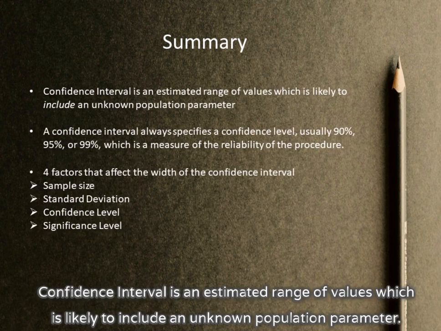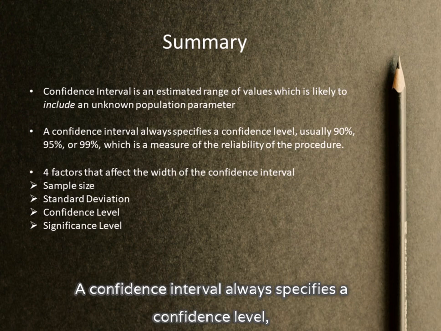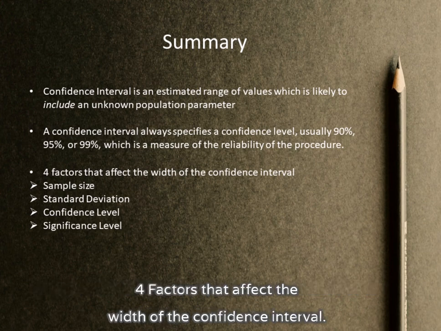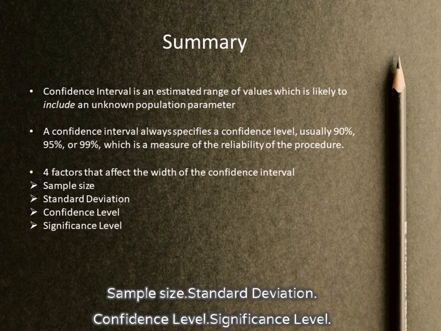A confidence interval is an estimated range of values which is likely to include an unknown population parameter. A confidence interval always specifies a confidence level, usually 90%, 95%, or 99%, which is a measure of the reliability of the procedure. Four factors that affect the width of the confidence interval: sample size, standard deviation, confidence level, significance level.